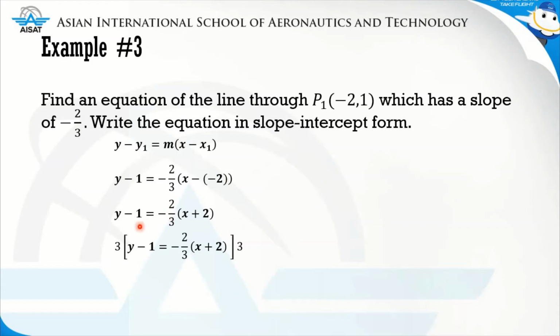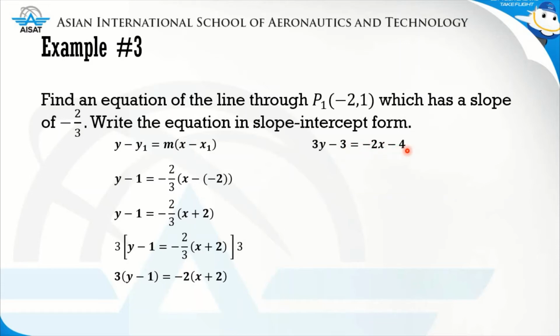So we'll have 3 times y minus 1 on the left is equal to 3 times -2/3 times x plus 2 on the right. So multiplying this, we will be canceling out 3, and on the left we'll have 3 times y minus 1 is equal to -2 times x plus 2. Now let us distribute 3 and -2. So on the left side we'll have 3y minus 3, and on the right we'll have -2x minus 4.